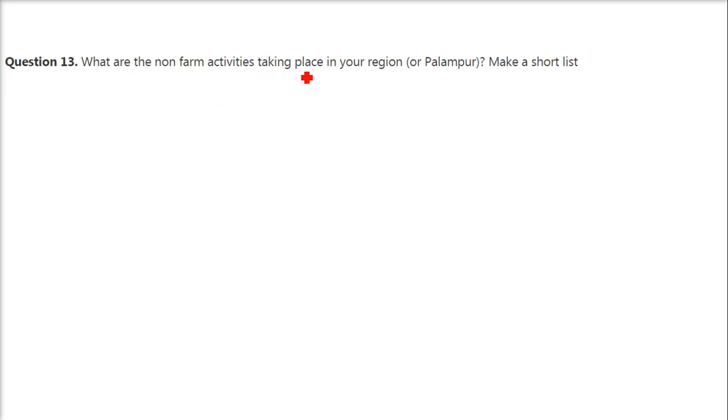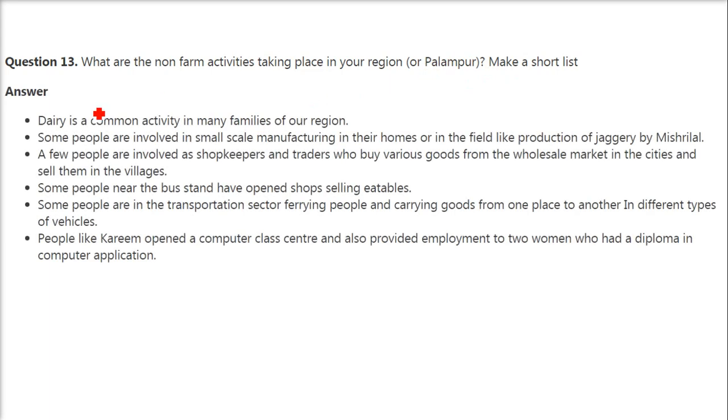What are the non-farming activities taking place in your region, or Palampur, you can say? Make a short list. Dairy is a common activity in many families of our region. So let me point them out: dairy is there, shopkeeping is there, small scale manufacturing is there, and transportation is there. So these are the 4 points you're going to make. Then you can exemplify them.